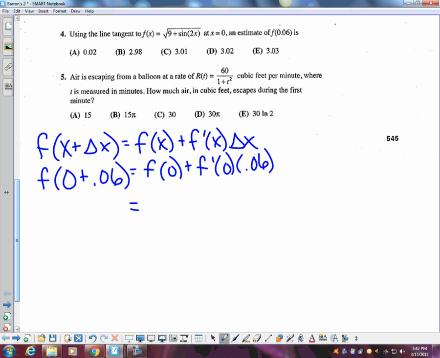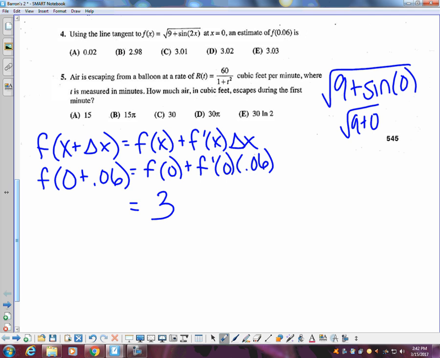f of 0. If I stick a 0 in the original function, 9 plus sine of 2 times 0 is 0. What is sine of 0? 0. So what's the square root of 9? There you go. That's it.